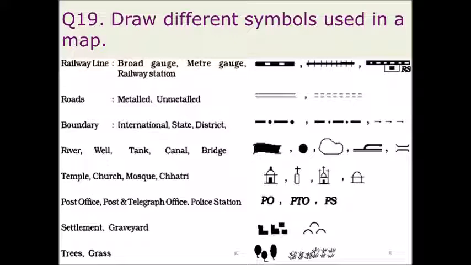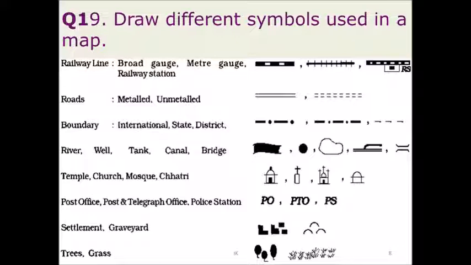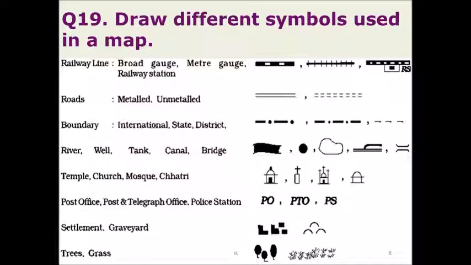River, well, tank, canal, bridges. And temple, church, mosque, and chattry like this can be drawn. Post office, post telegraph office, and police station. Post office can be the capital letters PO, and post and telegraph office PTO, and police station PS. Settlement and graveyard like this, and trees, grasses like this. Revise well. All the best.